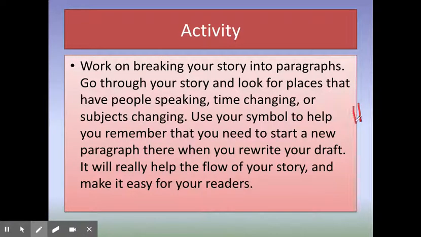This is tricky to write on this. My handwriting is not usually this sloppy, but that's going to be the sign that you write, okay? Use your symbol to help you remember that you need to start a new paragraph there when you rewrite your draft. It will really help the flow of your story and make it easy for your readers.